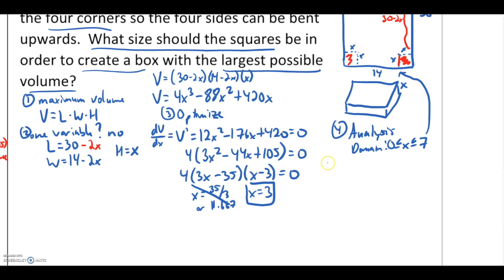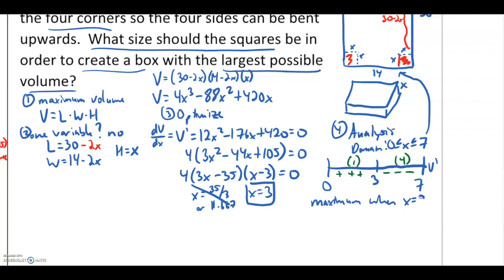And we can build our sign chart to go from 0 to 7 for v prime with a critical value at 3. And you can test values like 1 and 4. Remember, go the efficient way, test those in the factored form, and you will end up getting positives over here, negatives over here, which is what we want to see. And so we will have a maximum when x equals 3.